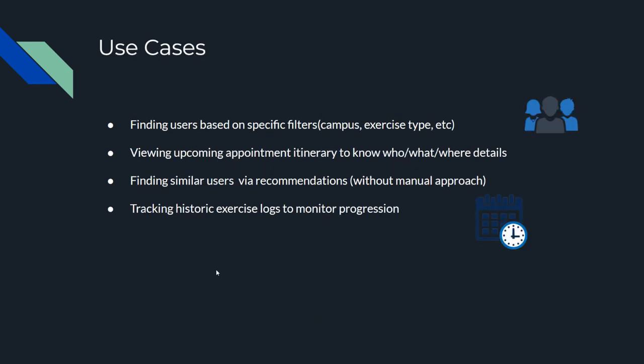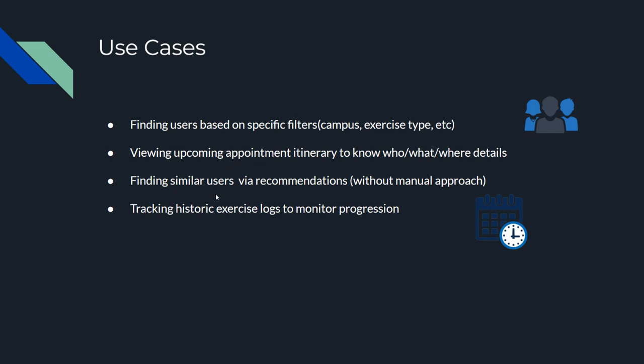So we have a few use cases to go through that we can showcase. Here you can see them. The first one being the user wants to find other users, maybe based on specific types. So if they don't know the username, they can search via campus, exercise type, etc. Maybe they want to view their upcoming itinerary, so like what gym they have to go to, what time, what type of exercise, just general information like that, so they know when and where to go. And if they need to accept or decline appointments, they can do that in the itinerary.